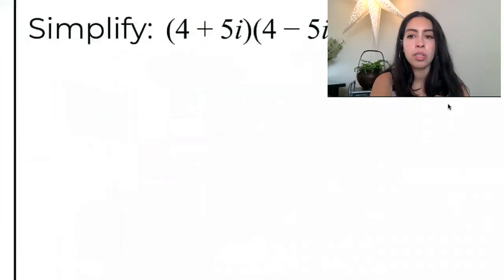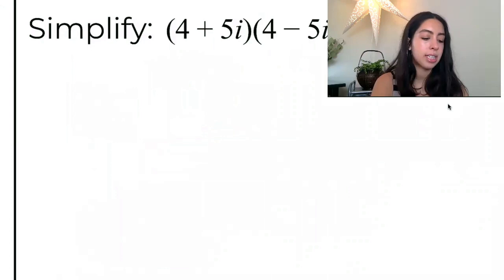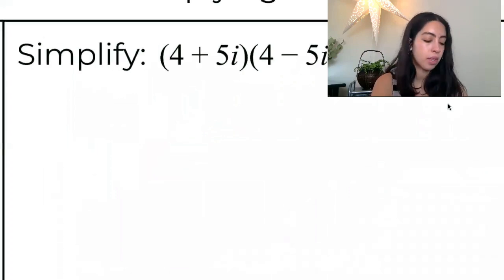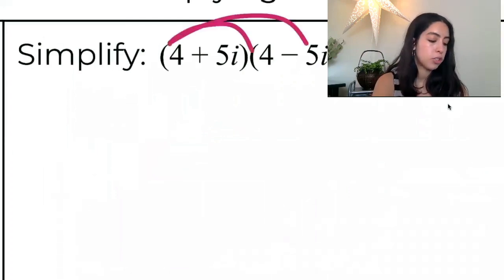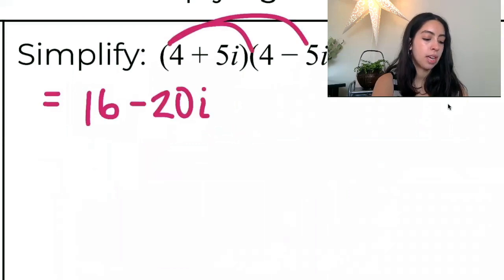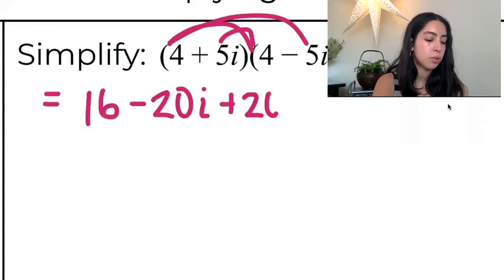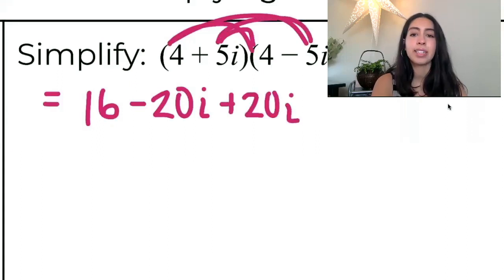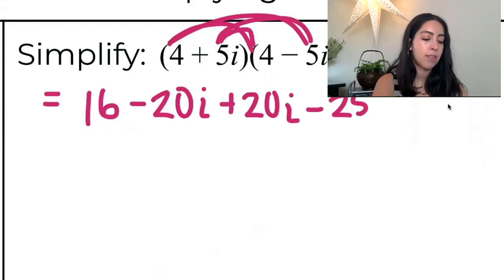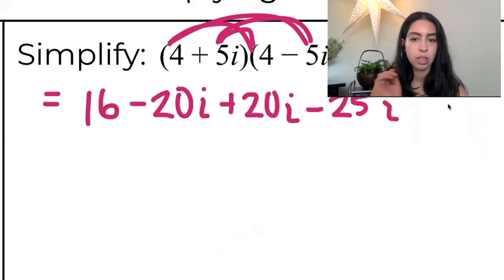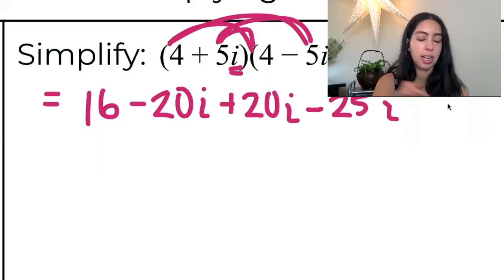So let's do the next one together. 4 plus 5i times 4 minus 5i. So we will start by distributing. 4 times 4 is 16. 4 times negative 5i is negative 20i. And then we've got 5i times 4 is positive 20i. And 5i times negative 5i is going to be negative 25i squared. Remember, these i's again multiply to give you a square.